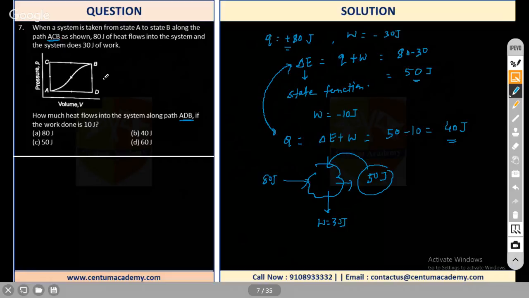You can think in the other way also. See, actually what happens here, first of all, you do not compare these two formulas here. I know this is a bit confusing, right? We get 50 joule of internal energy, fine. Now we'll come back to the second part of it, right? How much heat flows into the system so that the work done is 10, right? So change in internal energy is 50 only, right? Change in internal energy is 50 only.